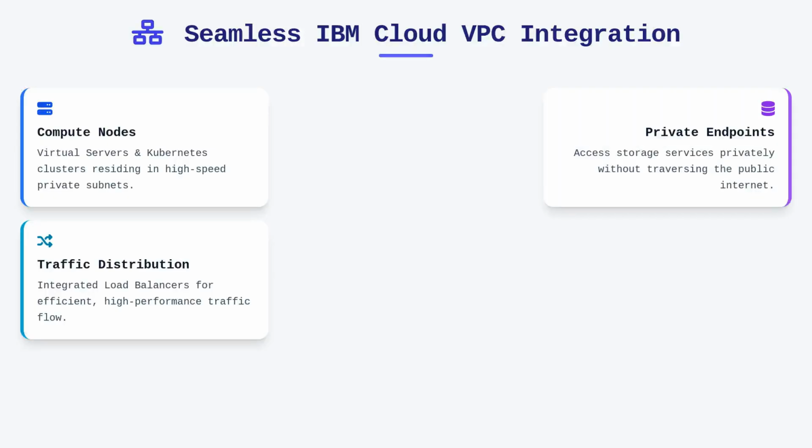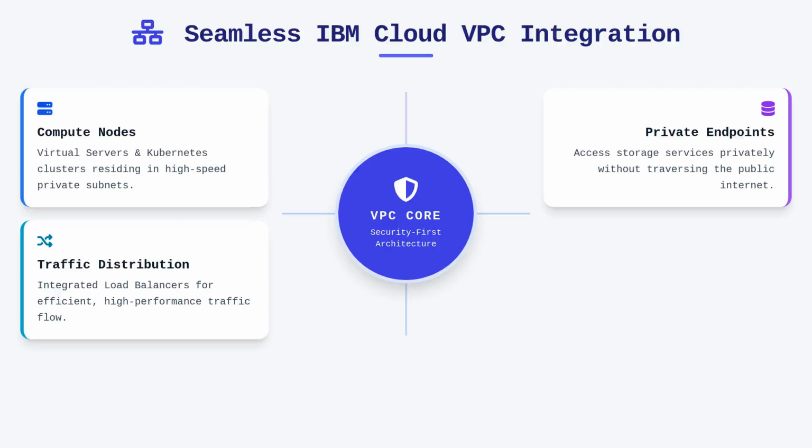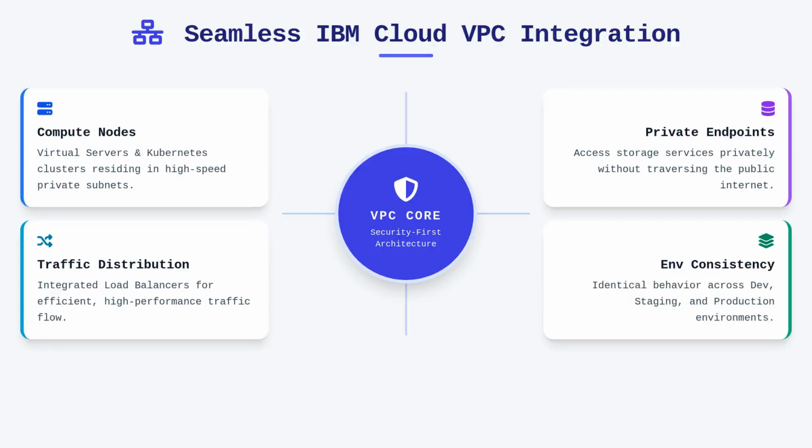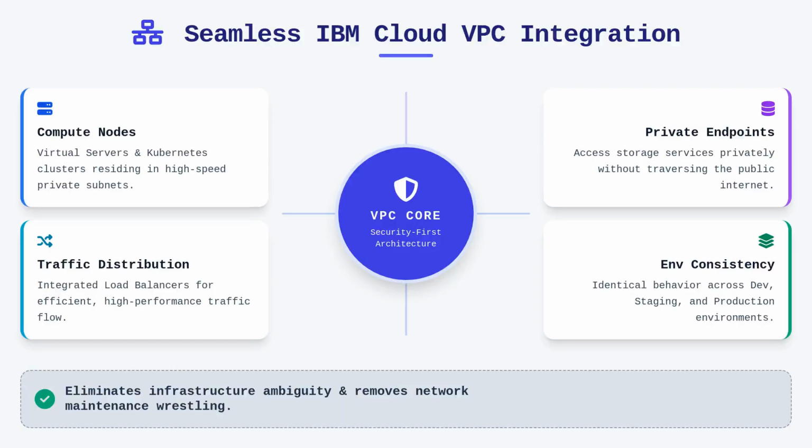This architecture inherently prioritizes a security-first approach, where the default state is denial of all traffic unless specific routing and access policies are established. By strictly controlling the gateway services and internal routing policies, you create a robust perimeter that is both performant and auditable. This design consistency allows your teams to deploy environments that behave identically in development, staging, and production. Ultimately, this approach removes the ambiguity of network maintenance and allows developers to focus on building features rather than wrestling with physical infrastructure logistics.